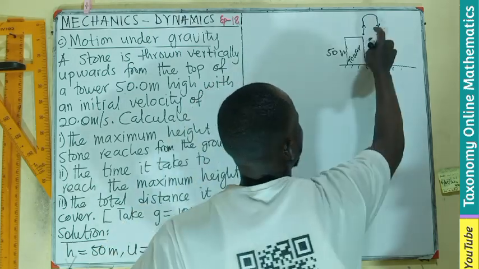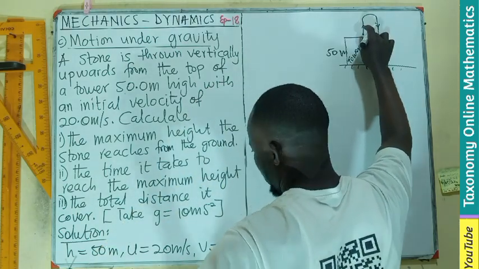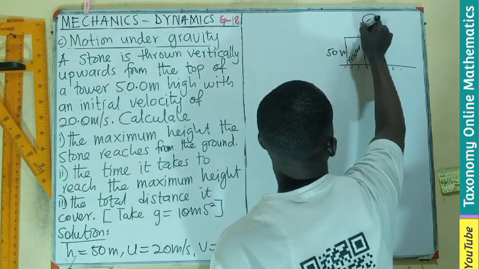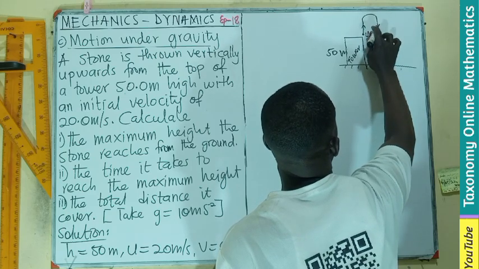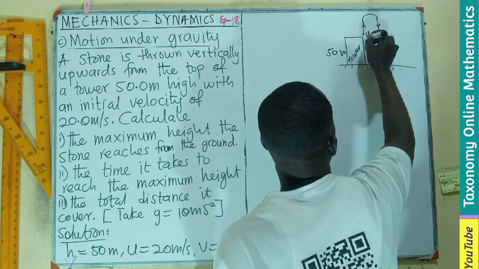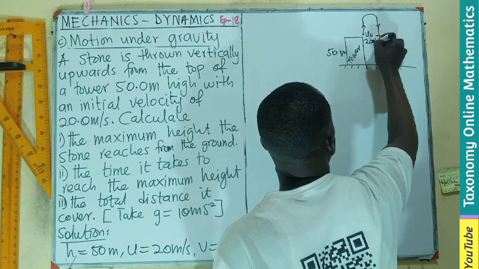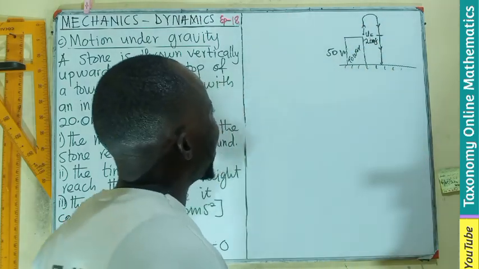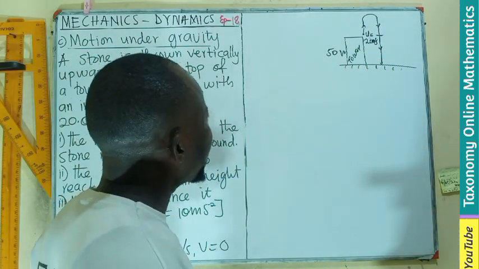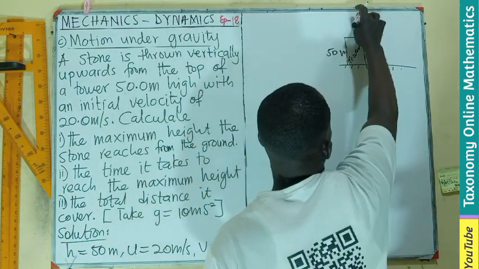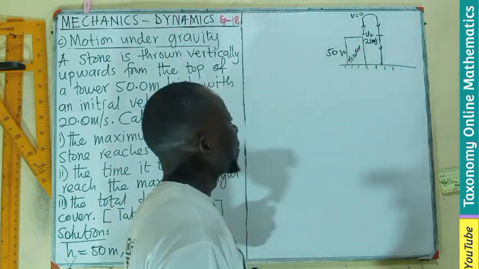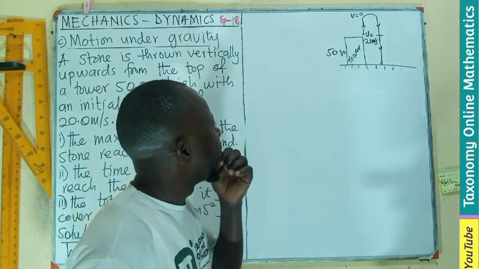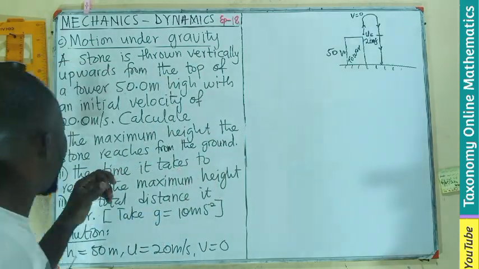Then the initial velocity is 20. So I can say u equals 20 meters per second. What other information do we have? The final velocity is going to be 0.